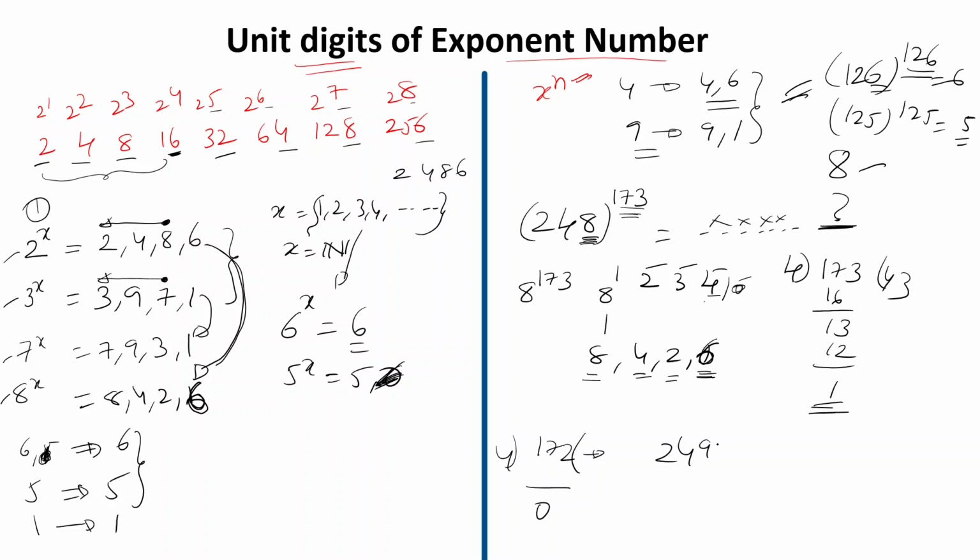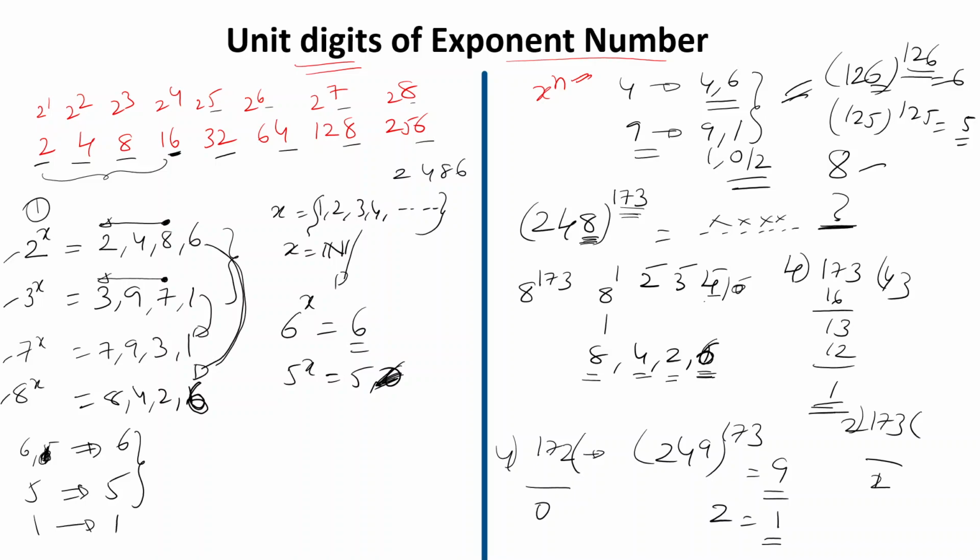For example, 249 to the power of 173. Now you have to divide 173 by 2 only. Now you will get the remainder 1, so you will get the 9 only. If you got remainder 2 or divisible by 1, for example if it is 172, you will get the 1 only, because the remainder is 0 or 2.